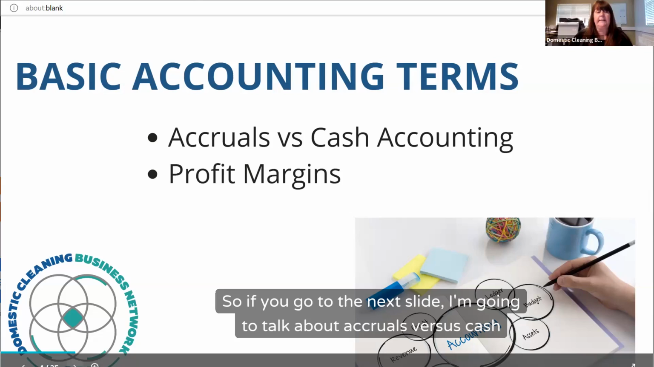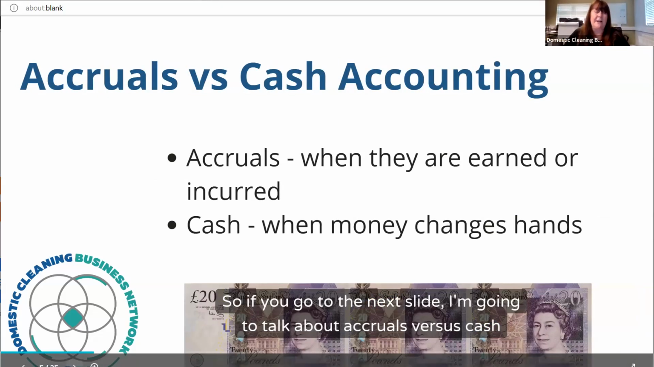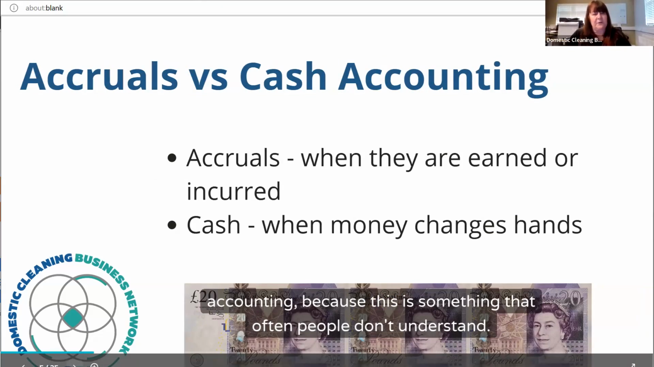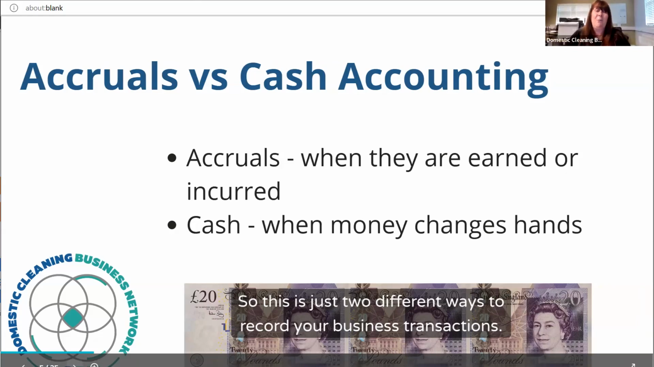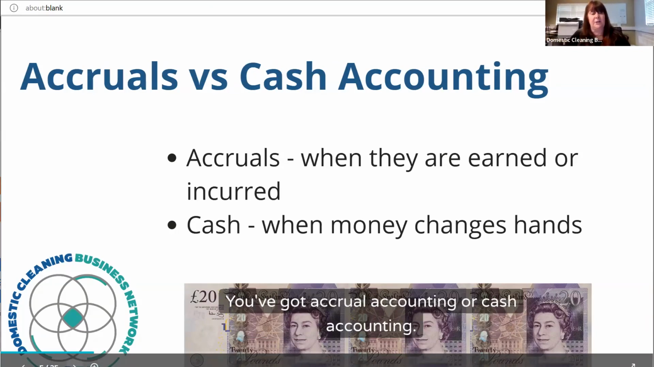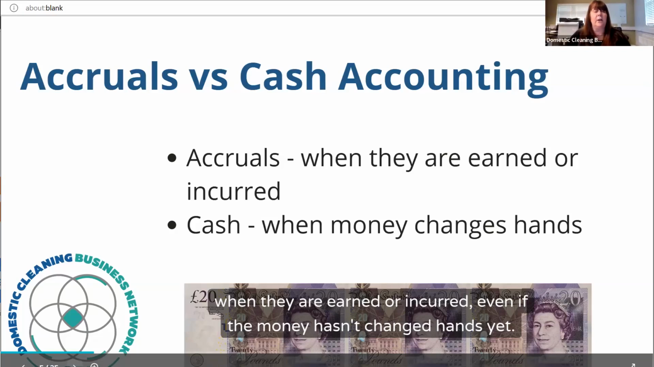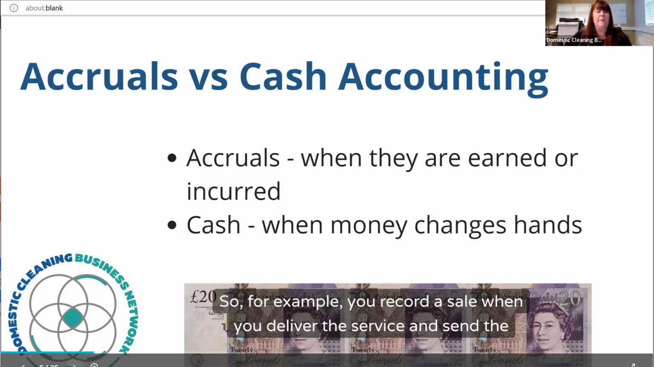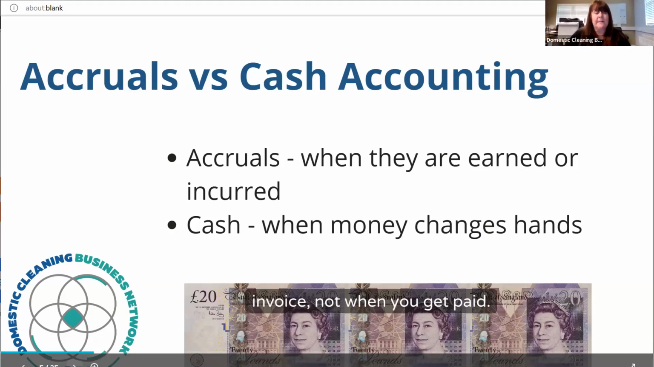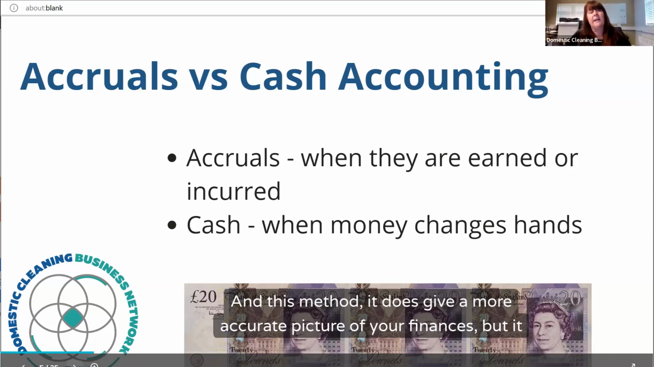If you go to the next slide, we're going to talk about accruals versus cash accounting, because this is something that often people don't understand. These are just two different ways to record your business transactions. Accrual accounting records income and expenses when they are earned or incurred, even if the money hasn't changed hands yet. For example, you record a sale when you deliver the service and send the invoice, not when you get paid. This method does give a more accurate picture of your finances, but it can be a bit more complicated.